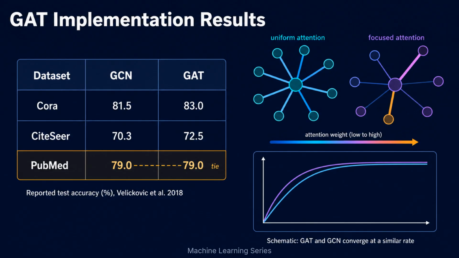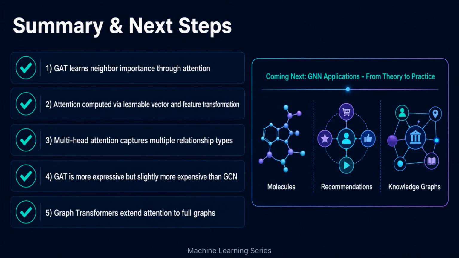Let's summarize the key ideas from this chapter. GAT learns neighbor importance through attention, allowing variable weighting based on features. Attention is computed via a learnable vector applied to concatenated transformed features. Multi-head attention captures multiple relationship types in parallel. GAT is more expressive than GCN at the cost of additional computation. Graph transformers extend attention to full graphs with positional encodings.